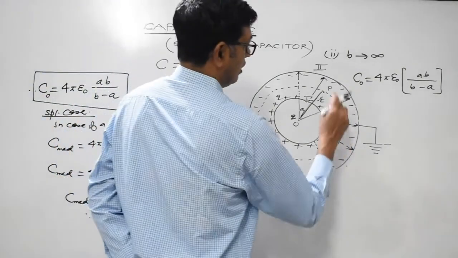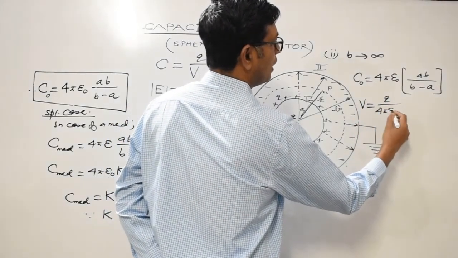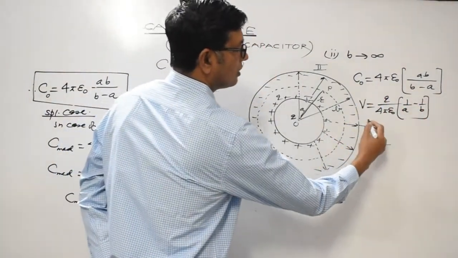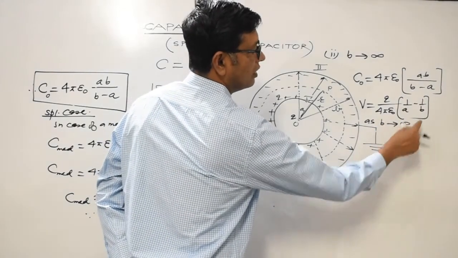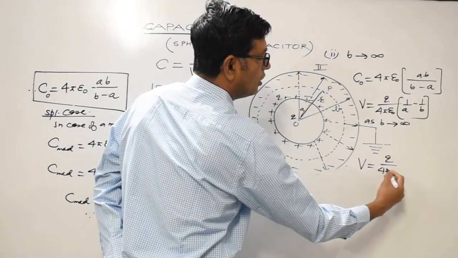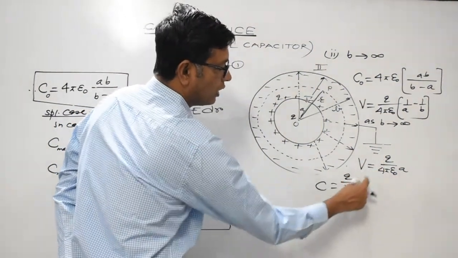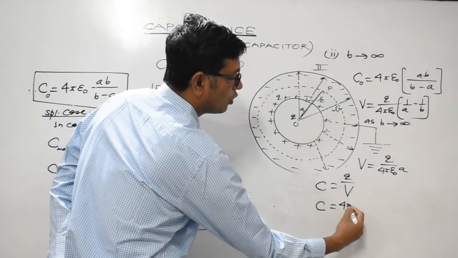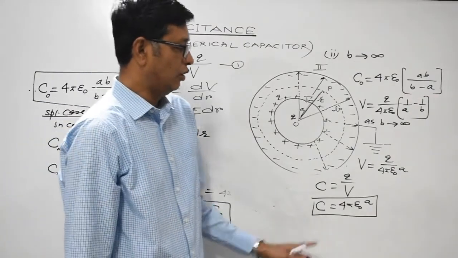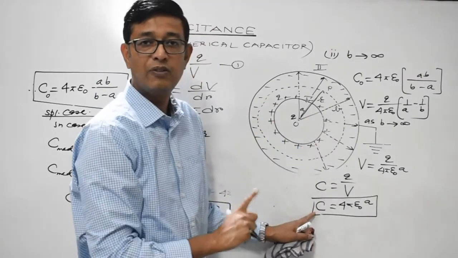Just like we have discussed, the potential is given by Q over 4 pi epsilon, 1 by A minus 1 by B. As B approaches infinity, if you substitute infinity, 1 by infinity will become 0. So V in that case would be equal to Q over 4 pi epsilon A. And C being equal to Q by V, you can substitute the value of V over here. So we get 4 pi epsilon A. So, in case B approaches infinity, the capacitance of the capacitor would be given by 4 pi epsilon A.